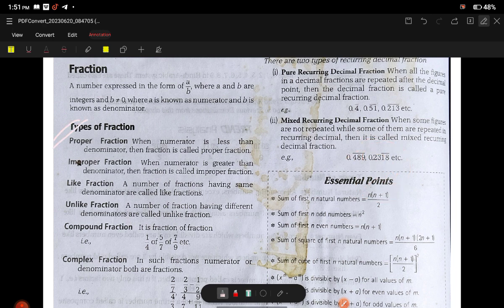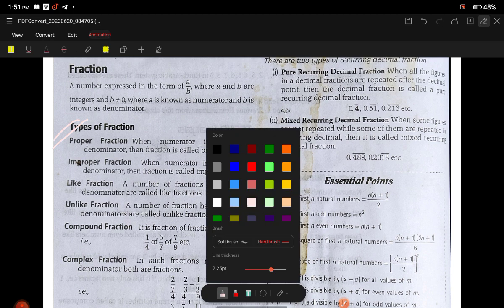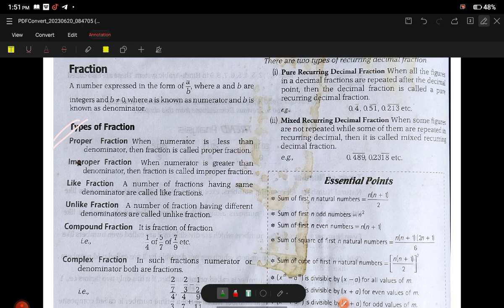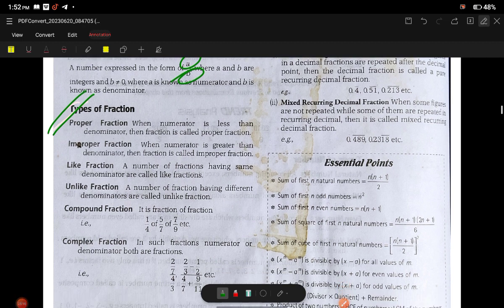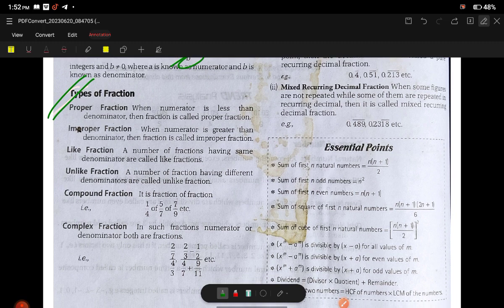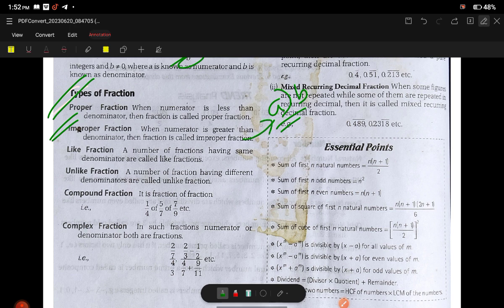Now we are coming to the types of fraction. The first type is the proper fraction. The upper part is called the numerator and the lower part is called the denominator. A proper fraction is when the numerator is smaller and the denominator is greater. You know all these things, that is why I'm not taking too much time, but once I'm discussing it with you all. An improper fraction is when a is greater than b, when the numerator is greater than the denominator.